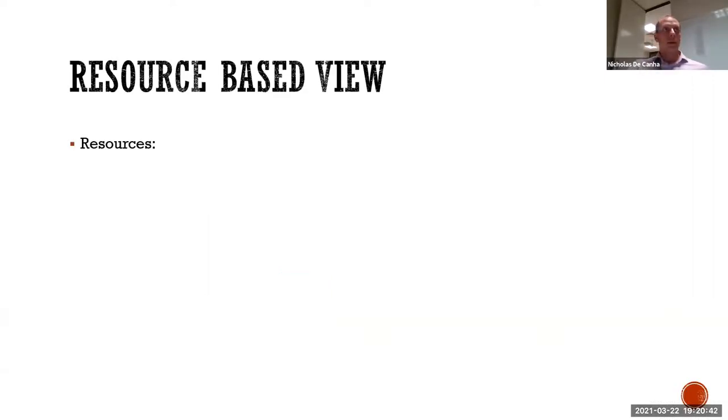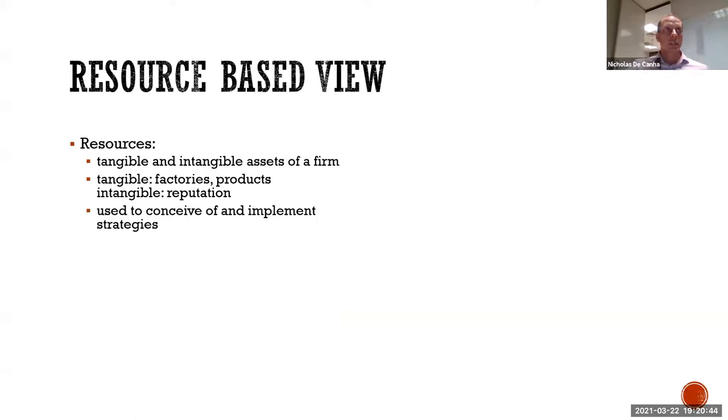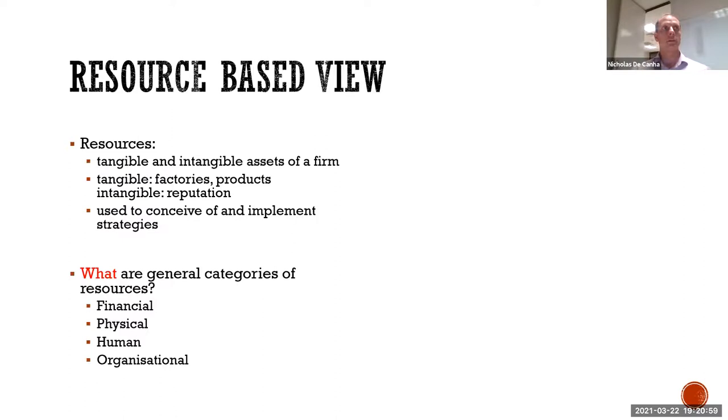Okay, so on to the resource-based view. All right, so resources are tangible and intangible assets of the firm. So tangible assets are things like factories, products. Intangible are things like reputation. And the resources are what you use to create your strategy. So what are the general categories of resources? We can just call them 4 categories: financial, physical, human, or organizational.